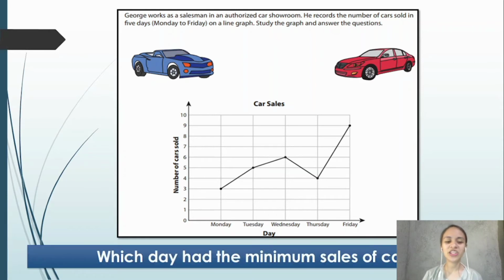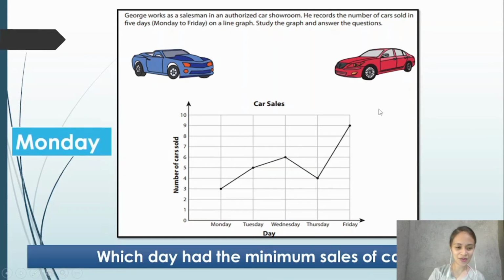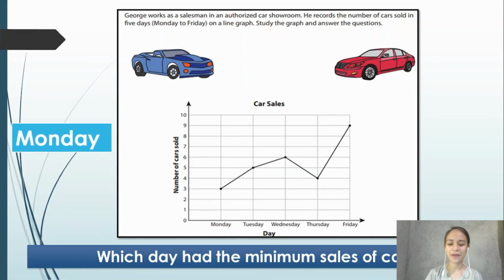So, which day had the minimum sales of cars? Alin naman daw yung may pinakamaunting benta? Kung napansin nyo yung kanina, yung pinakamadami, ngayon naman yung pinakamaunti. Madali natin makikita kapag may line graph. So, kailan yon? Kailang araw? So, the answer is Monday.